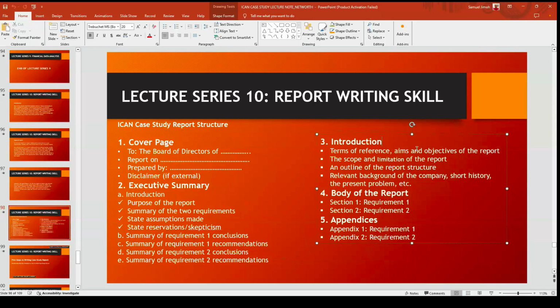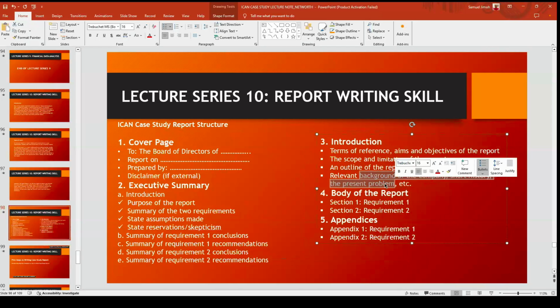And the third thing is the introduction. In the introduction, you have the terms of reference, aims and objectives of the report, scope and limitations maybe, and an outline or table of contents of the report, and a background of the business.